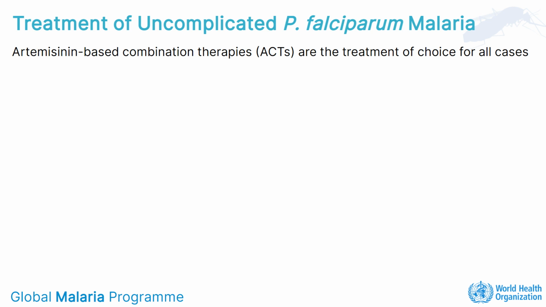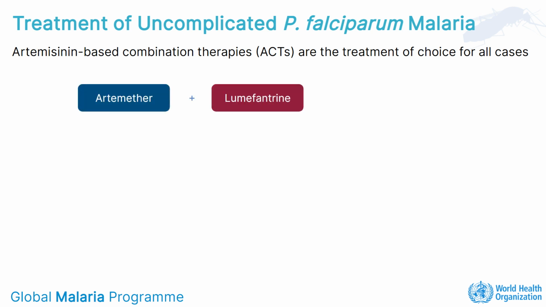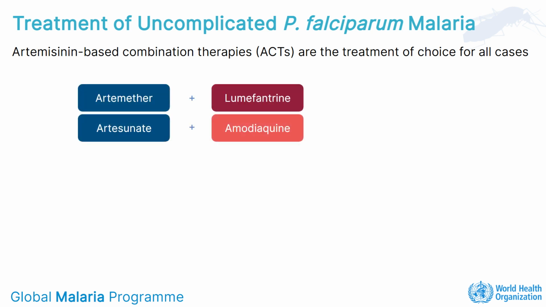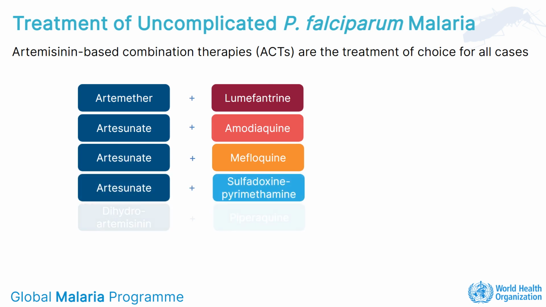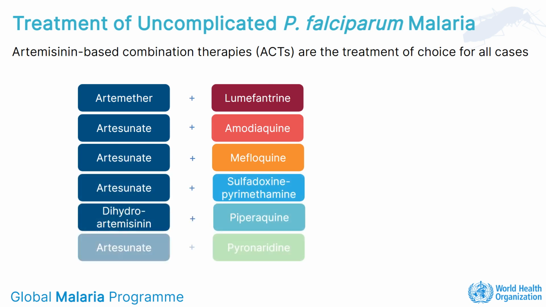The longer-acting partner drugs clear the remaining parasites and provide protection against development of resistance to the artemisinin derivative. Partner drugs with longer half-lives also provide a period of post-treatment prophylaxis. There are currently 6 ACTs recommended by WHO and listed on this slide. All of them have pre-qualified manufacturers. The duration of treatment with an ACT is 3 days.